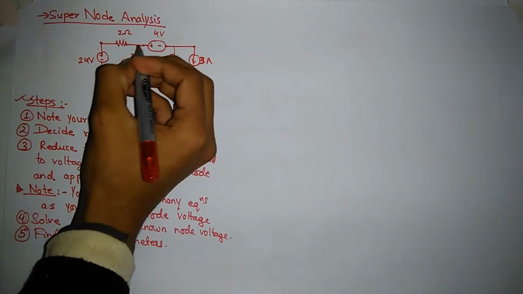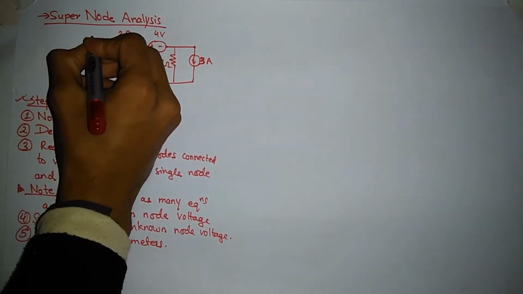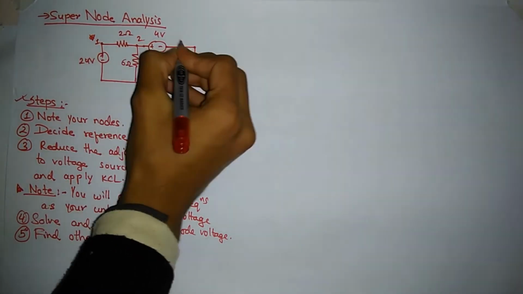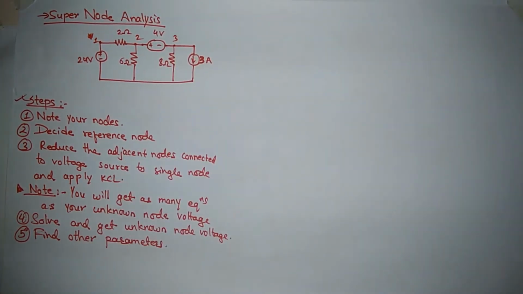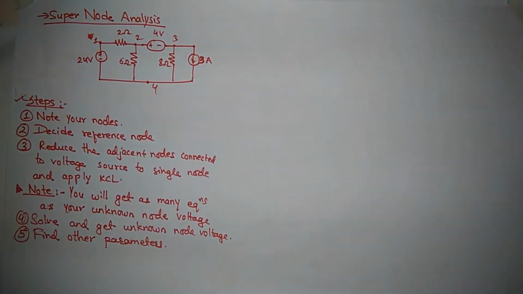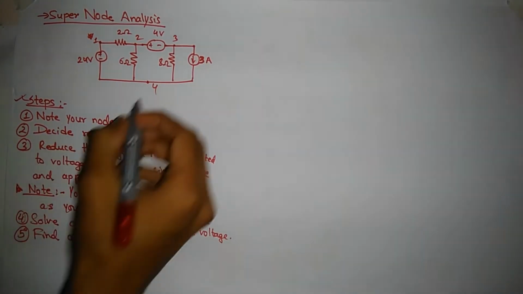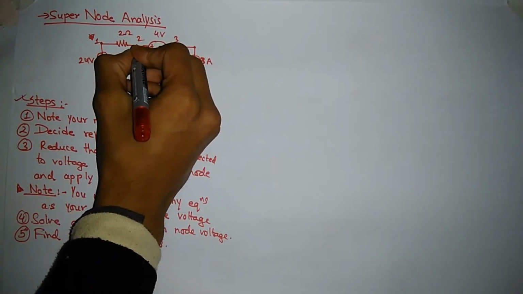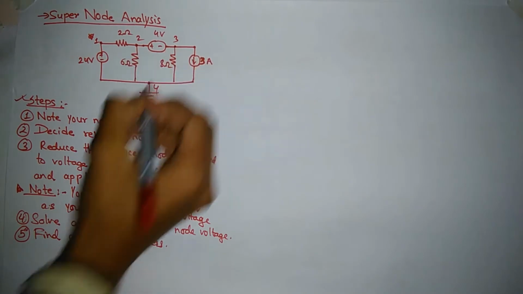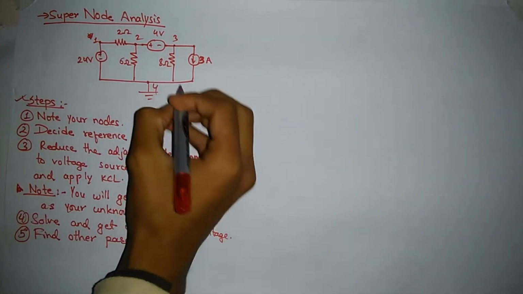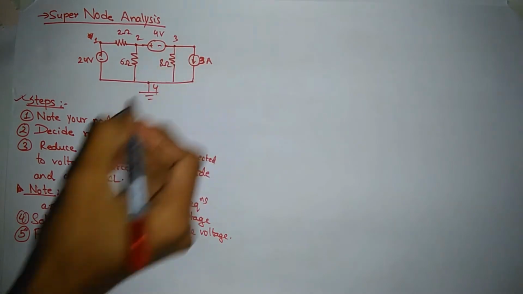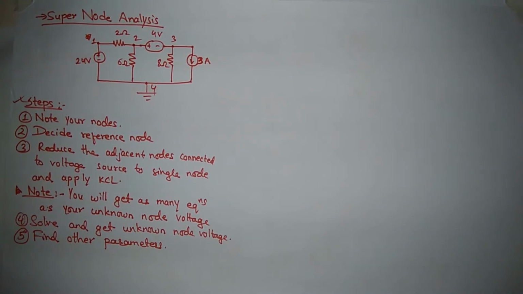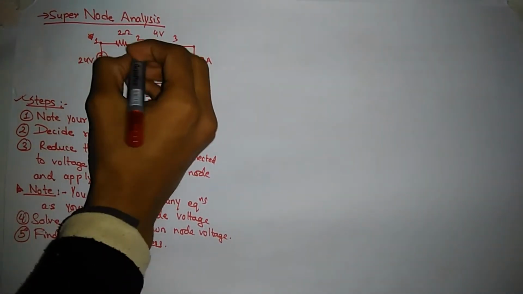In this figure, if I note down my nodes, this will be my node 1, another node 2, another node 3, and another node 4, and I will decide my reference node. If I decide my reference node here, then I will get unknown voltages at node 2 and node 3, and I have a voltage source between these two nodes with unknown voltage. This means I have a supernode.